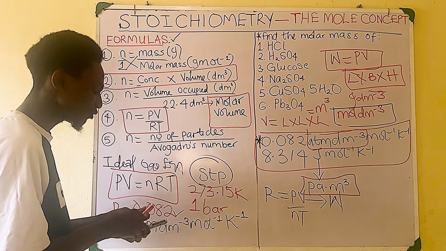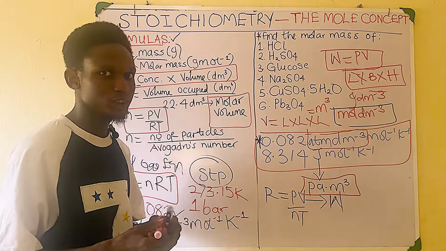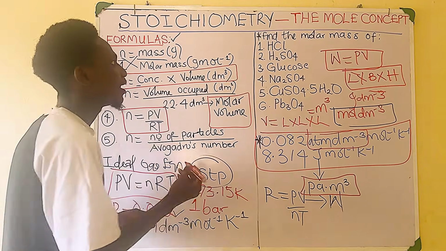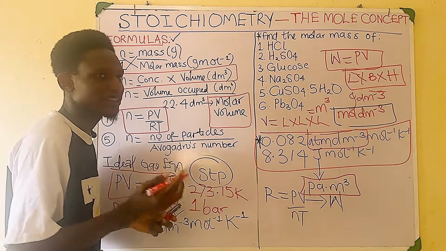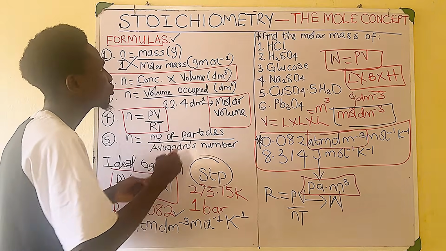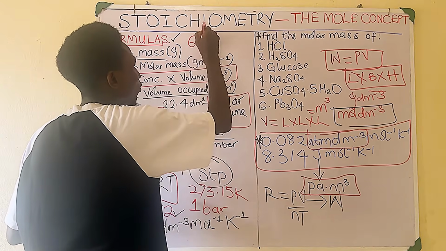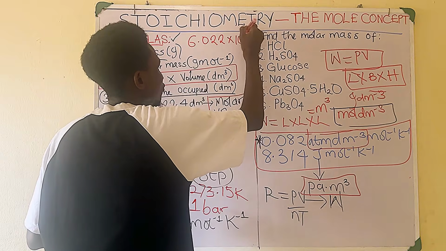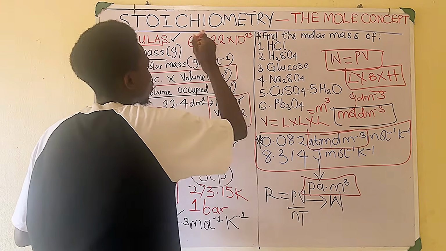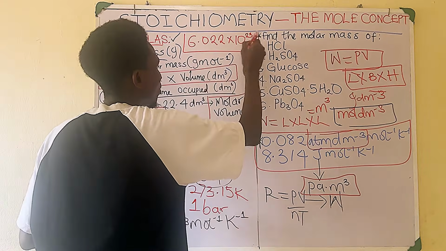Now, what is the Avogadro's number? I think you should know it. You can type it in the comment section. So I think we should have written it out in the comment section. Now, the Avogadro's number is 6.022 times 10 raised to power 23. So this is the Avogadro's number.